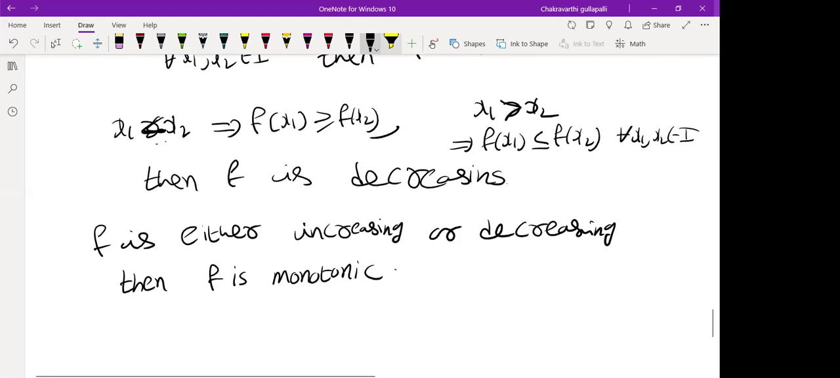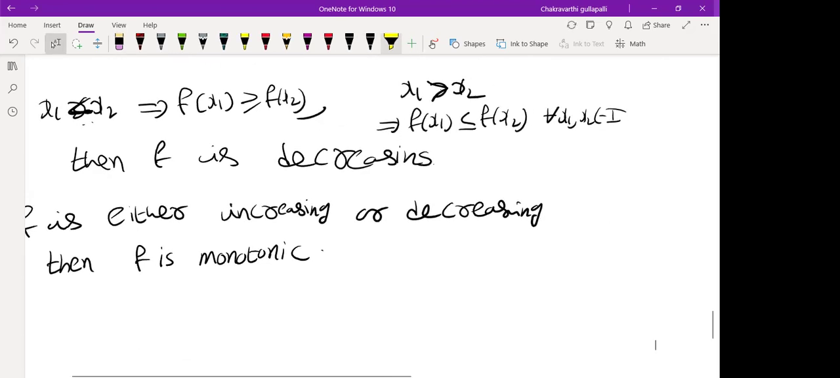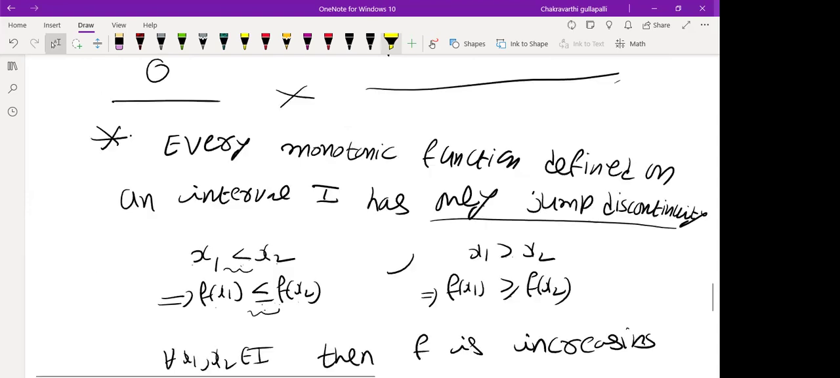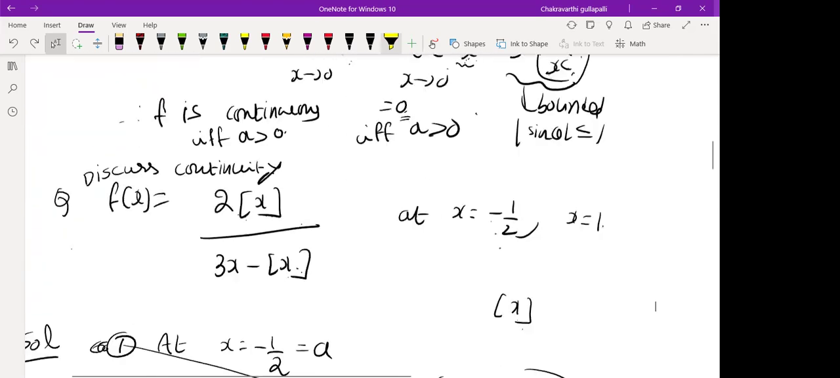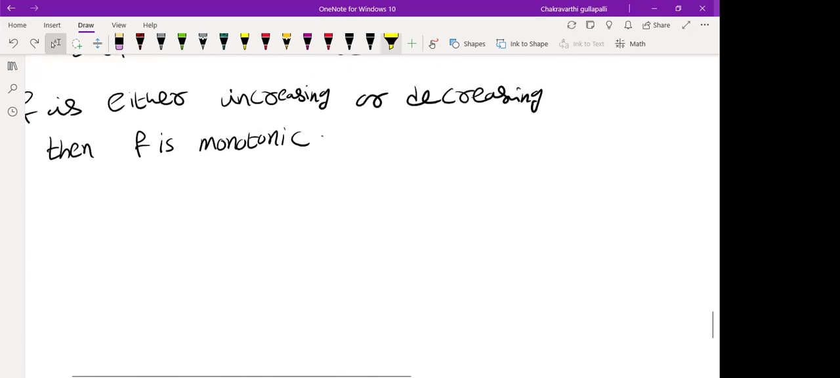Theoretical question: if it is a monotonic function, then option A, it will have only jump discontinuity, only removable, only second kind. Like that, options were given. So the important thing is it will have only jump discontinuity. This is one of the interesting results. So let us go on to the next interesting result.